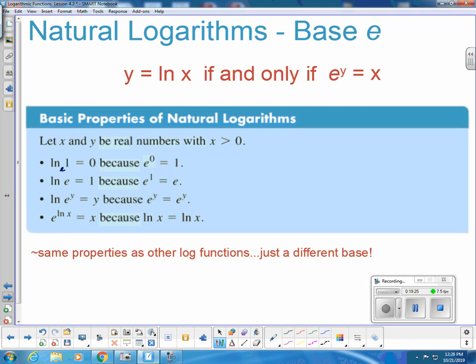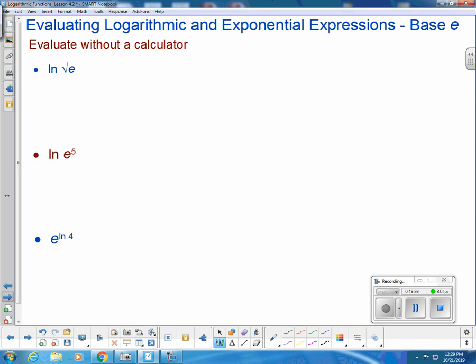E to the 0 equals 1. E to the 1 equals e. So these properties are the same. It doesn't matter what base you're in. Log properties are the same. We're skipping. Here we go. Here, skip.